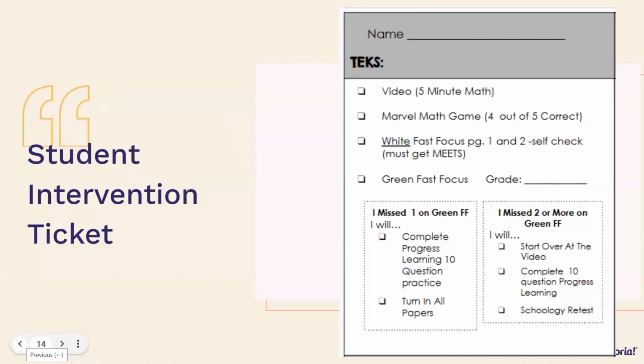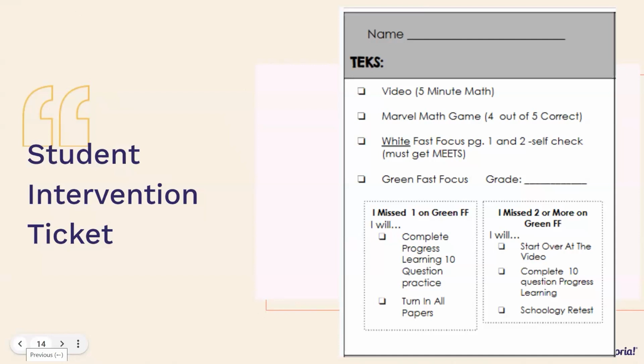Then we have a white fast focus page, and the reason we use fast focus is because it is TEAC based. So they're able to answer page 1 and page 2, and that's also self-checking. They must get at least a meets on this page in order to move on to the green fast focus, which is what we consider our exit ticket.